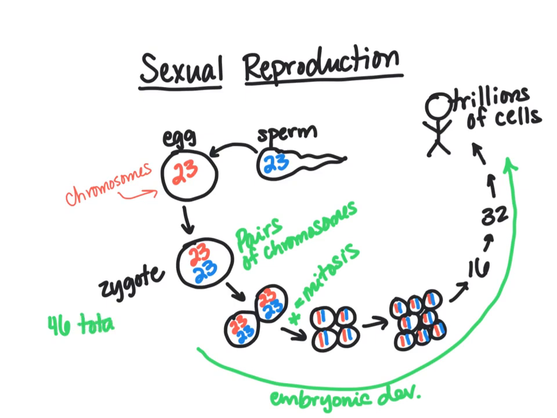There are some exceptions to this rule. For example, your red blood cells, as they mature, they actually lose their genetic material. But for the most part, the majority of the cells in your body have a complete set of 46 total chromosomes.